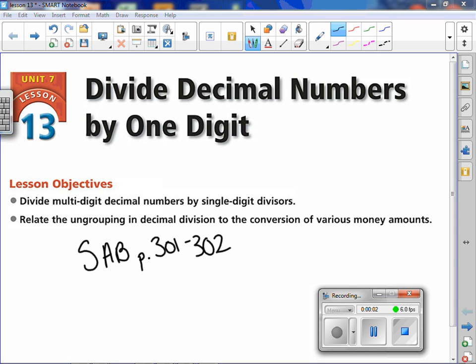All right, today we're going to be talking about Unit 7, Lesson 13, where we're dividing decimal numbers by one-digit numbers, so you'll have a single-digit divisor. You need SAB page 301 to 302. We'll talk about ungrouping the decimal division and then converting and money amounts.